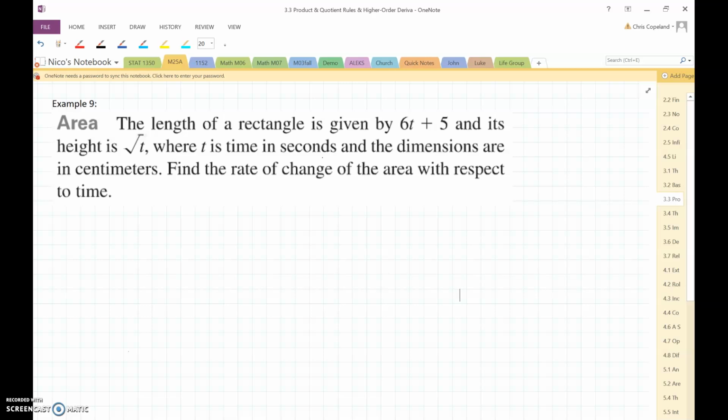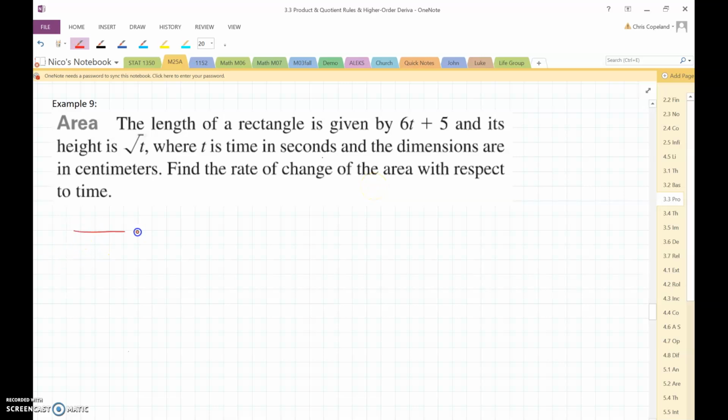Example 9. The length of a rectangle is given by 6t plus 5, and its height is the square root of t, where t is time in seconds and the dimensions in centimeters. Find the rate of change of the area with respect to time.